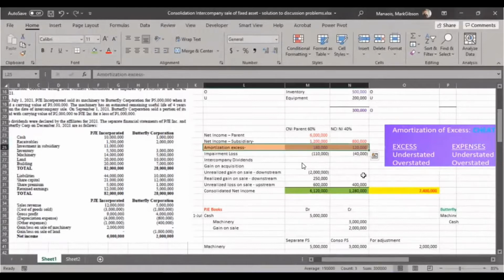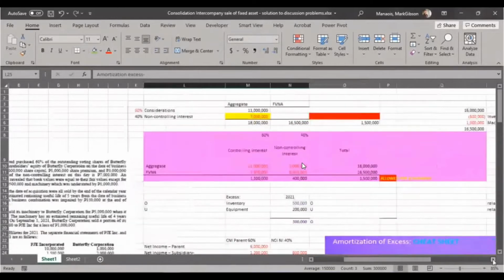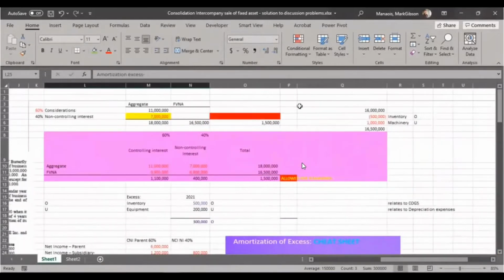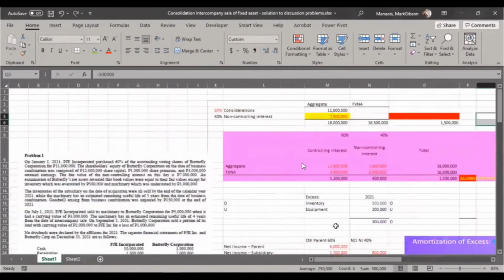Pag-usapan ngayon natin tong amortization of excess. Remember, when we computed the fair value, no? So yung fair value of the net assets, identifiable net assets ni Butterfly, na sinabi ng problem that there is an overstated inventory at saka understatement naman in the machinery, no? So therefore, we have to account also for that, no?